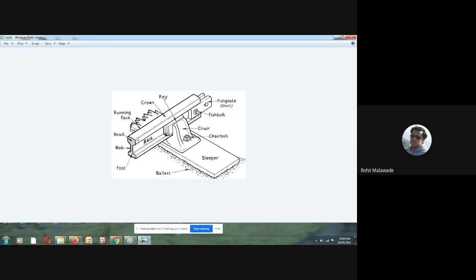I hope the things are getting clear. Yes, sir. Okay, I think we should stop here. In tomorrow's class, we will be studying the different theories of creep, what the effects of creep are, how we are going to measure the creep, and how we are going to reduce the creep. This is all we are going to study in tomorrow's class.